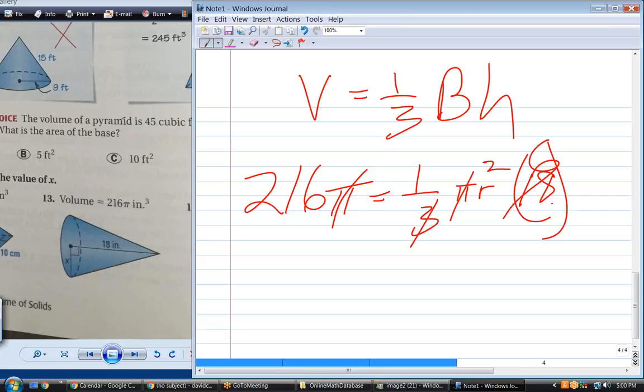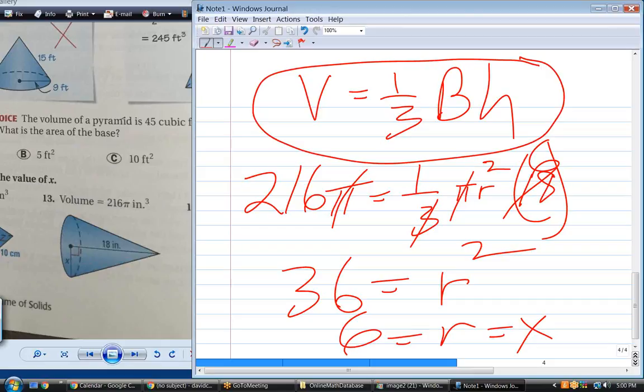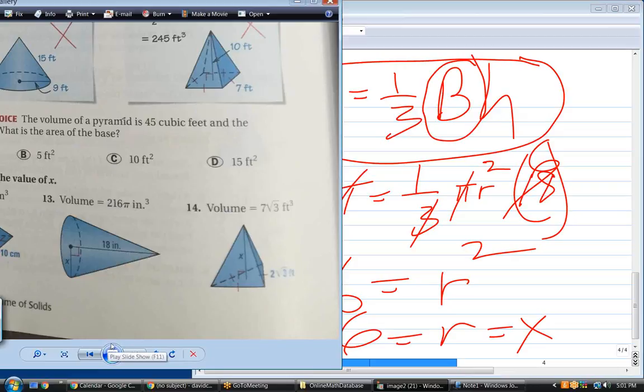Simplify that. Divide both sides by 6. I get 36 equals r squared. What's r equal to? Okay. r is equal to 6. And that's x. That's what they wanted you to solve for, was r. Okay? So as long as you start with that and just fill in everything they gave you, you might have to convert that capital B to what it is. When it's a cone, it's pi r squared. Okay? That makes sense.